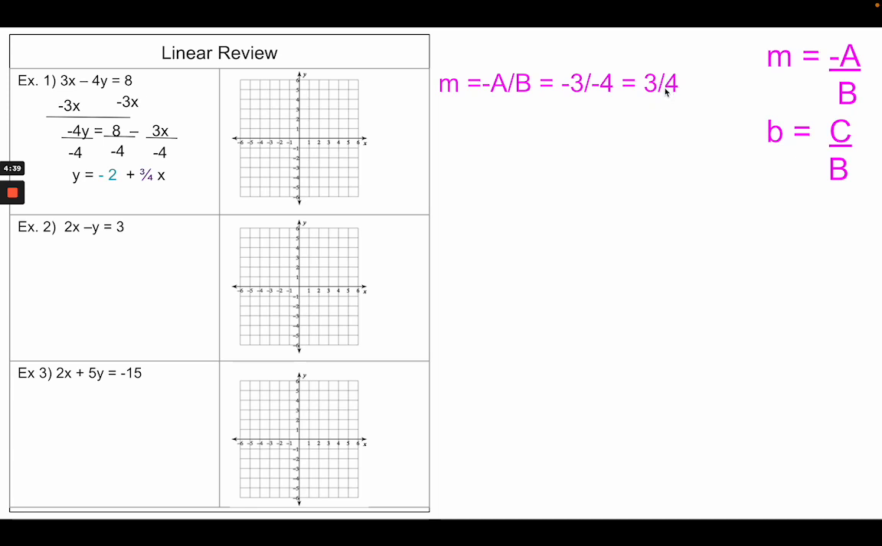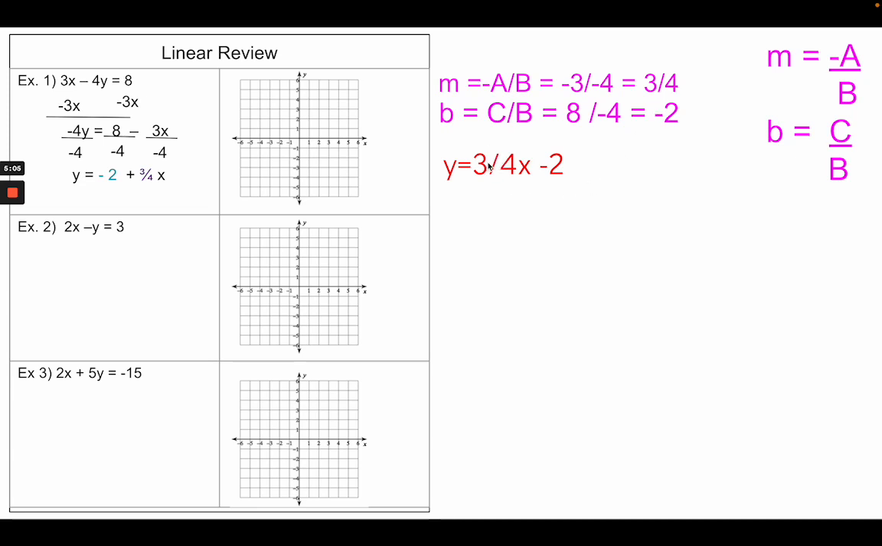because negative divided by negative is a positive. Okay, let's look at b, or y-intercept, is positive c over positive b. So this is positive c, number 8, and this is positive b, which is negative 4. And I'm going to plug in 8 divided by negative 4 equals negative 2. I'm going to take my slope and my y-intercept. I'm going to plug it into the equation. Y equals mx plus b.